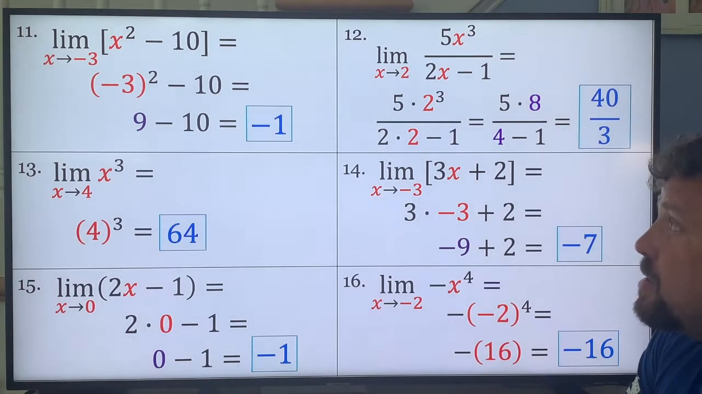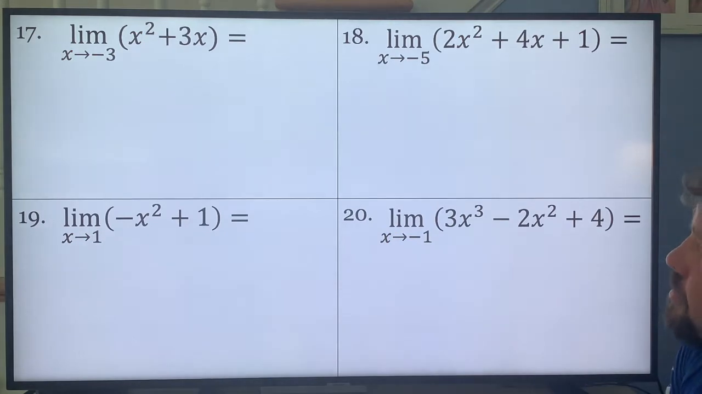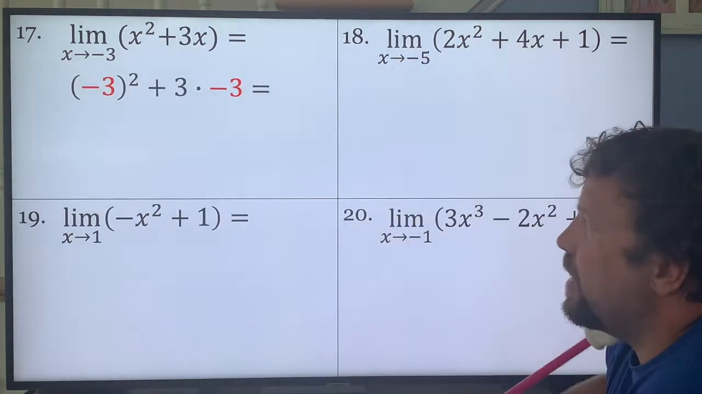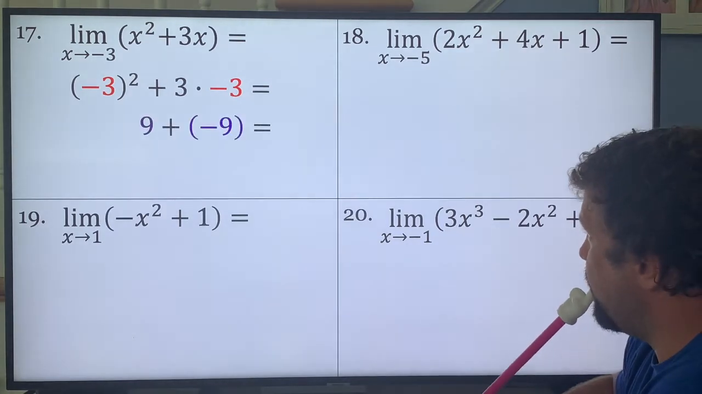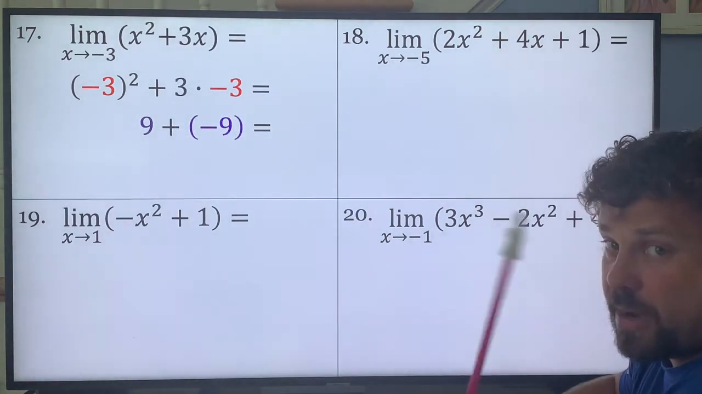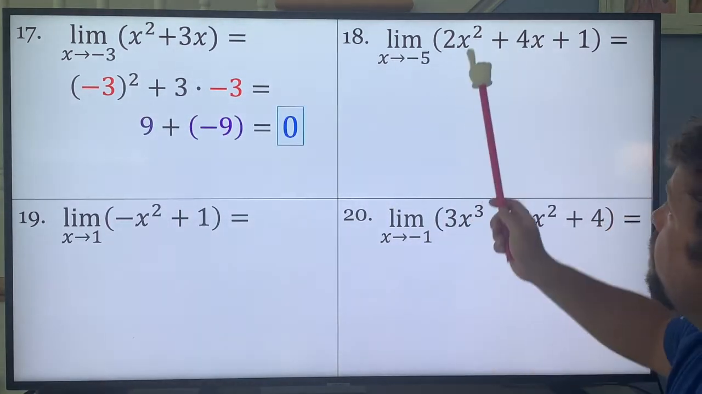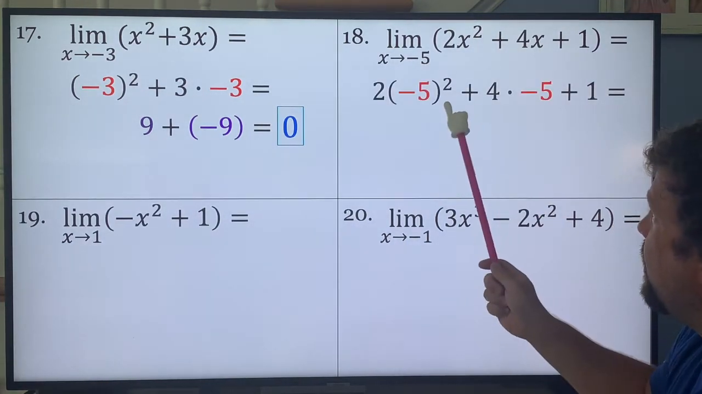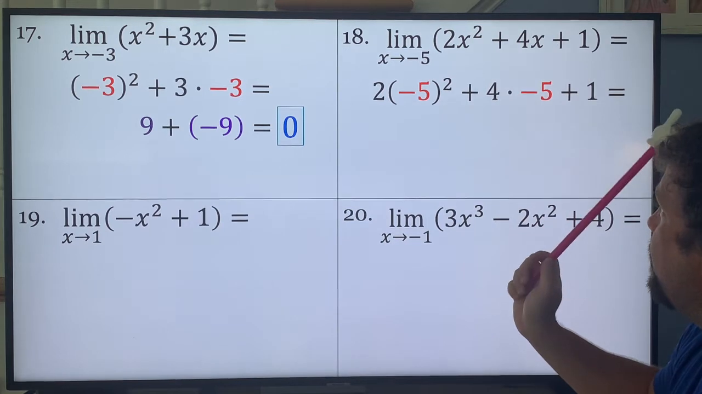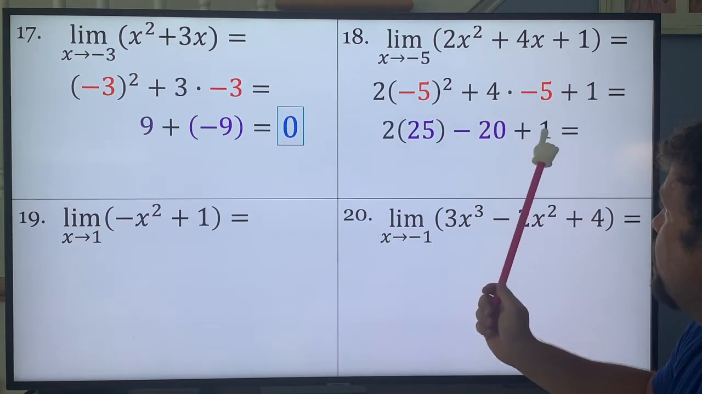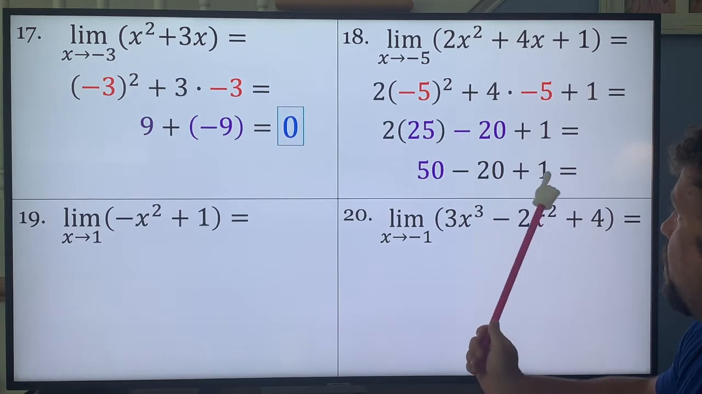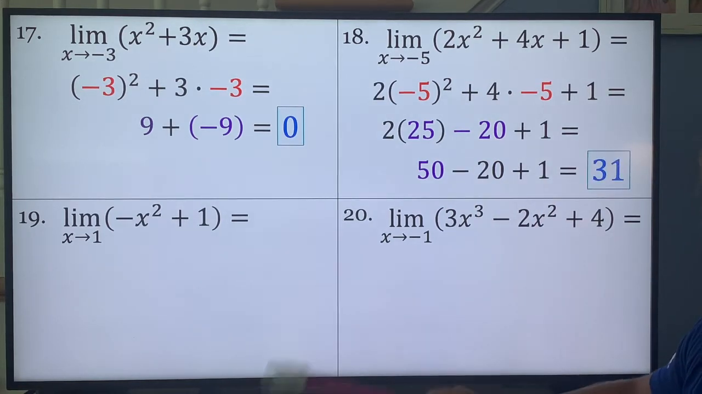Straight up algebra, substitution. Going to get more difficult, don't worry. Plug in your negative 3. Negative 3 squared is 9. 9 plus negative 9, positive 9 minus 9 is 0. 2 times negative 5 squared, 2 times 25, plus 4 times negative 5 is minus 20, plus 1. 50 minus 20 plus 1. 30 plus 1 is 31.